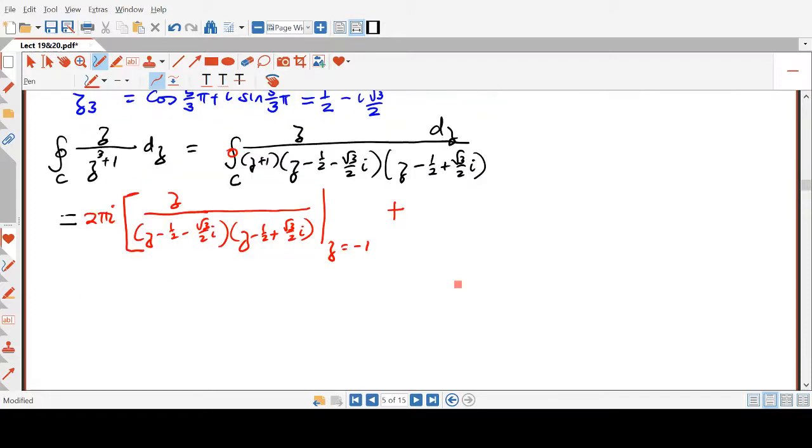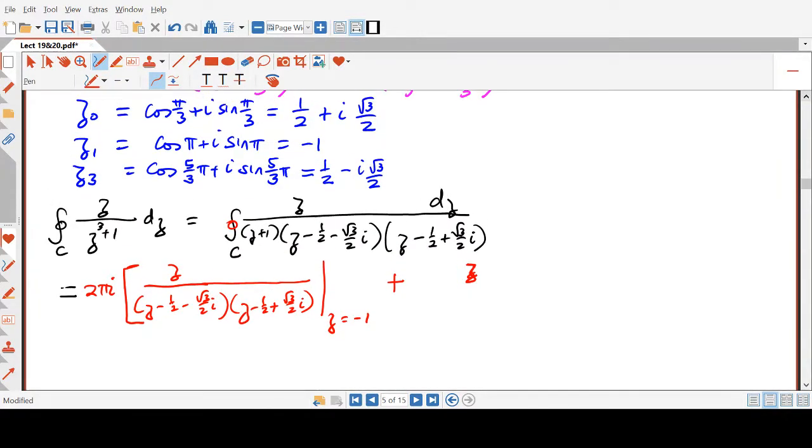Now the second one will be z over, let's go for this one here, z minus half plus root 3 over 2i, the first one. So let's block this factor here. Then what's left becomes f of z: z over (z plus 1)(z minus half plus root 3 over 2i). And we are going to substitute z equals half plus root 3 over 2i.